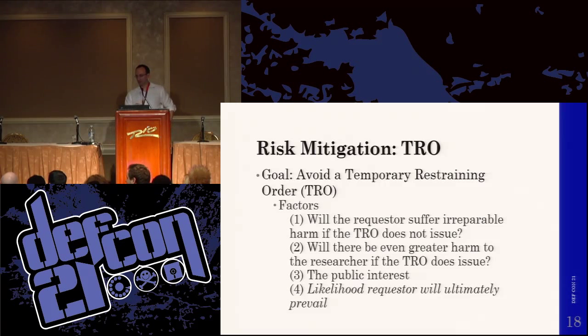Just a quick look at some of the factors that the court's going to look at when deciding whether or not to grant a temporary restraining order to someone like the VW group who wants to stop a presentation from happening at Usenix. Will the requester, the VW group, suffer irreparable harm if the TRO does not issue? Pretty easy to imagine. You've got an embedded system and someone's figured out how to break it. It's going to be almost impossible for them to update it in any reasonable amount of time. Usually expensive, probably some irreparable harm that basically means that money isn't going to fix it very easily. So that goes in VW Group's favor.